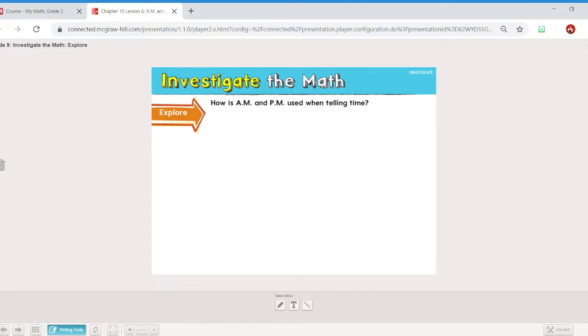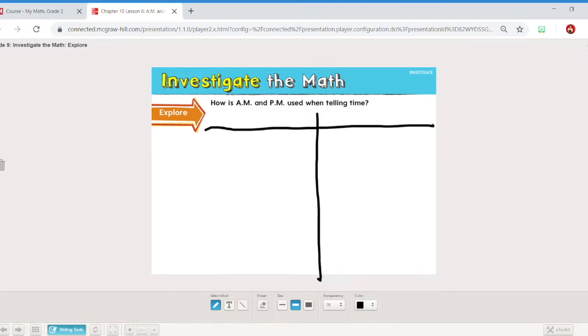How is AM and PM used when telling time? Well, to kind of warm up our brains with this idea, I want you to think, when you hear AM, when have you heard that the most? In the morning or at night? What about PM? Well, let's think. In the morning, I have breakfast at this time.